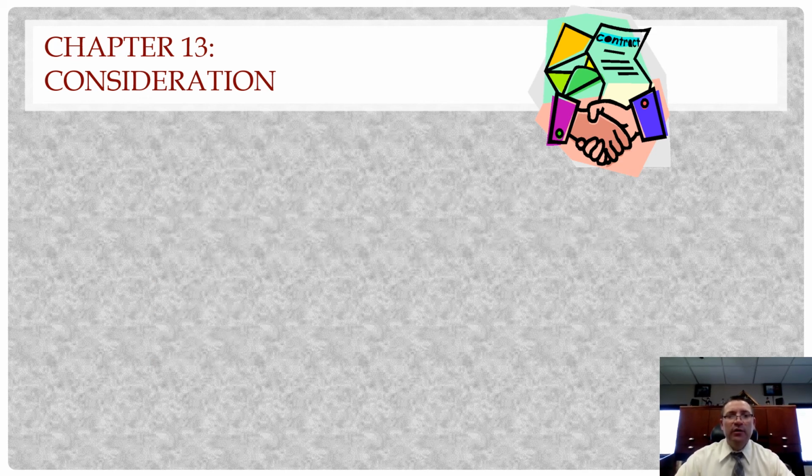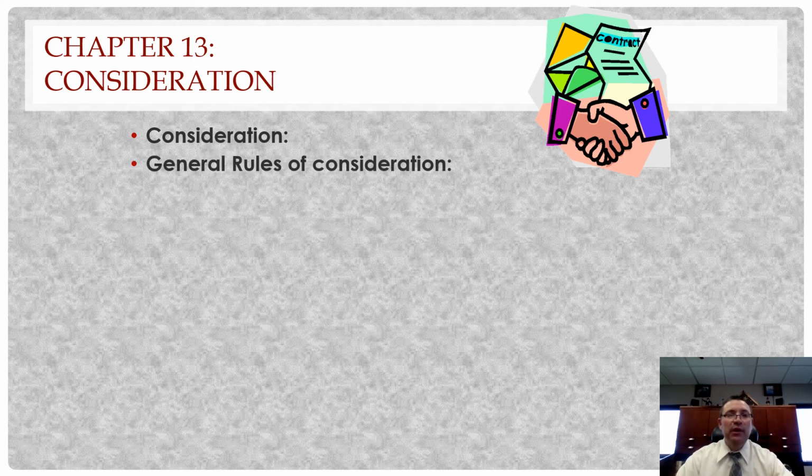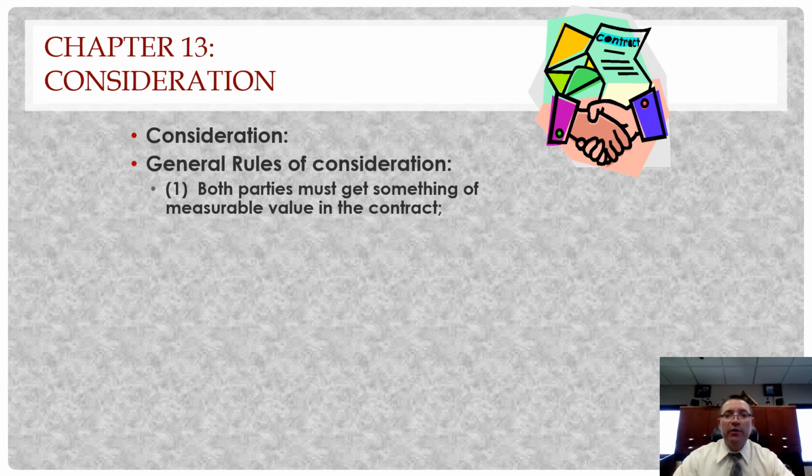All right, so let's go into more detail about consideration. Remember, the key is it has to be the consideration done at the time in which the parties entered into the actual agreement. So here are the general rules. Both parties must get something of measurable value in the contract. You notice that term, measurable value.